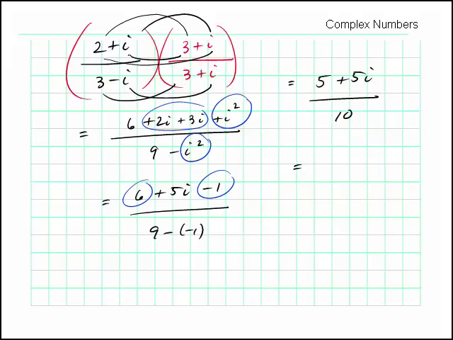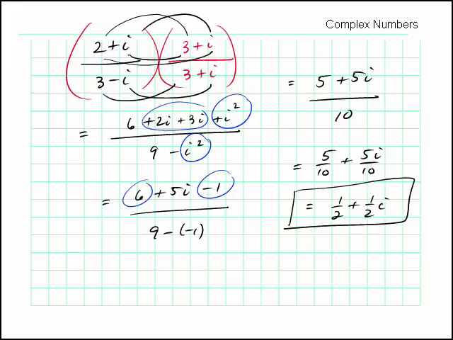To simplify a little further, put the 10 under each term in the numerator. So I'm going to split this up as 5 over 10 plus 5i over 10. Reduce the fractions, and we have our answer, 1/2 plus 1/2 i. And it's done. It's divided. Notice it's in the form a plus bi. The a is 1/2, and this b is the other 1/2.